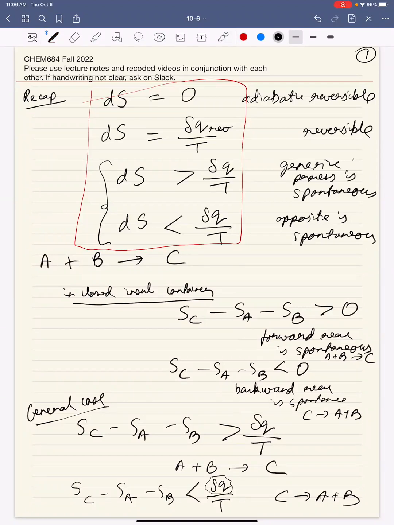I want to write one more equation over here, that dS system plus... should I write it over there? No, I'll write it on the next page.